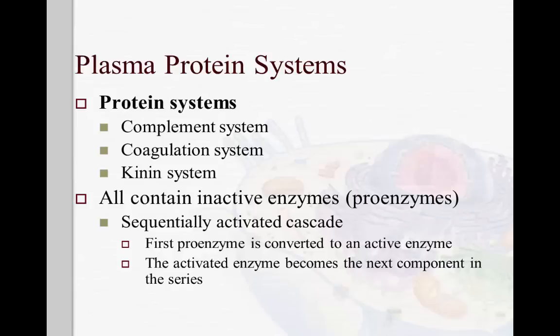So basically, all these cascades remain inactive in plasma. There's no need to maintain an activation unless there is an infectious process or an inflammatory process. So all these proteins circulate as proenzymes, which is basically the inactive form. After they're activated, there is a sequential activation of other components that will lead to many biological functions that protect the individual.